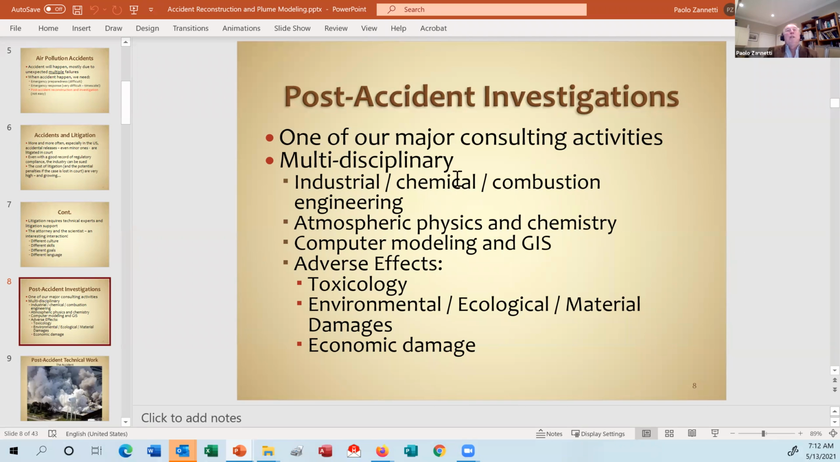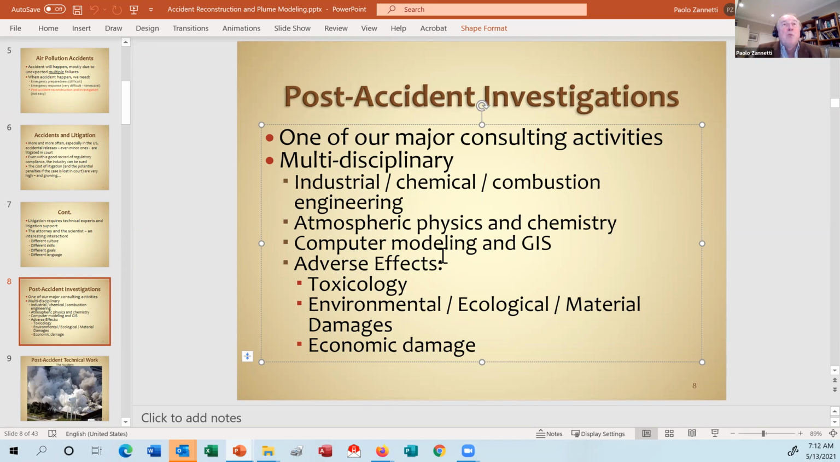You need chemical engineers, you need combustion engineers, you need atmospheric physics and chemistry, you need computer modeling and GIS, you need a toxicologist, you need an epidemiologist. Sometimes you need experts in environmental damages, economic damage, real estate expert. That's the most interesting part.